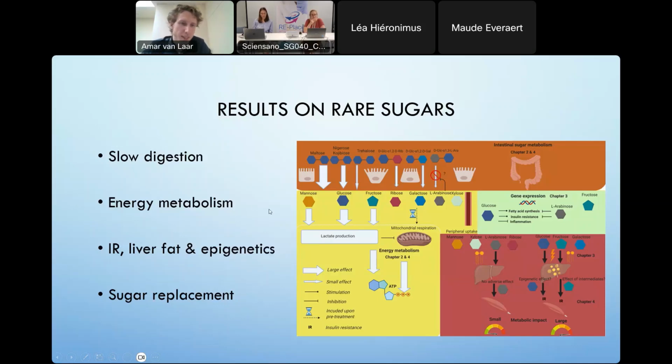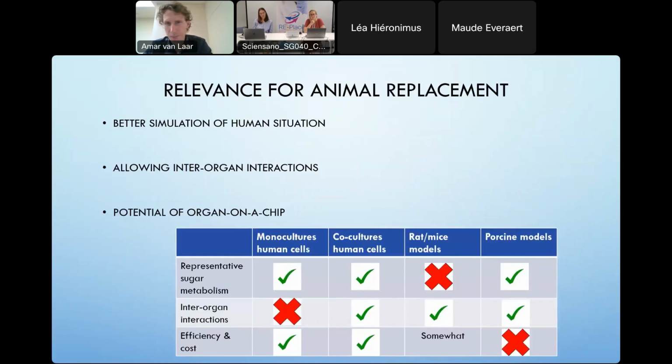So these findings show that, first of all, the model is, at least to some degree, suitable to study sugar metabolism, but also that some of these rare sugars, not all of them, particular rare sugars, also have quite some potential as healthier sugar replacers.